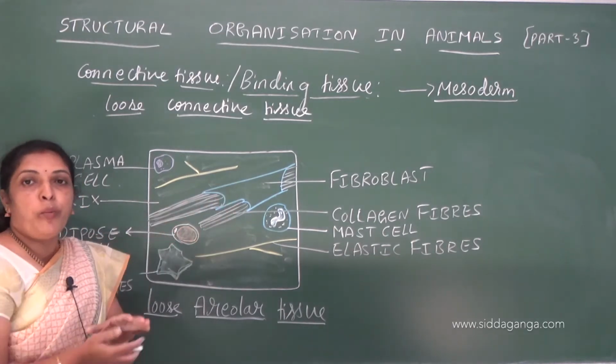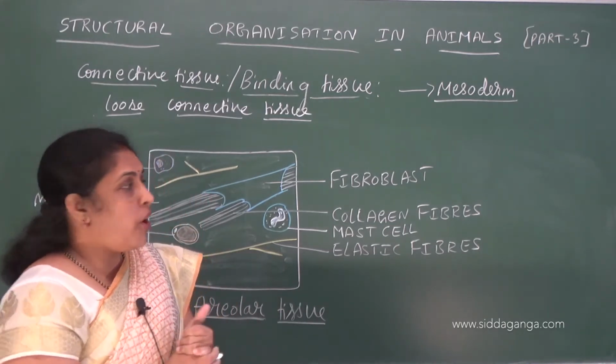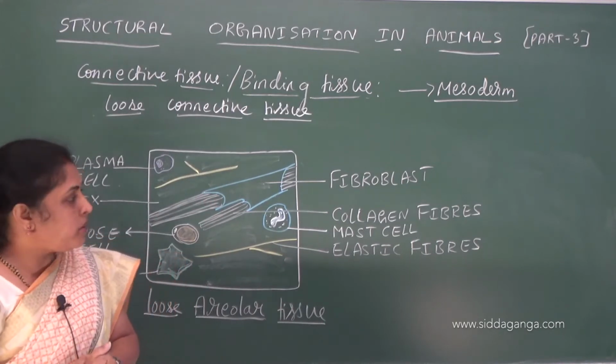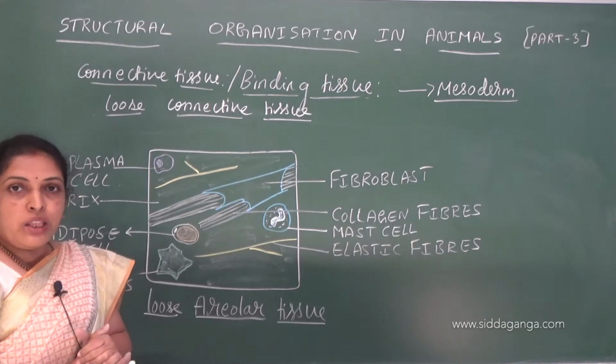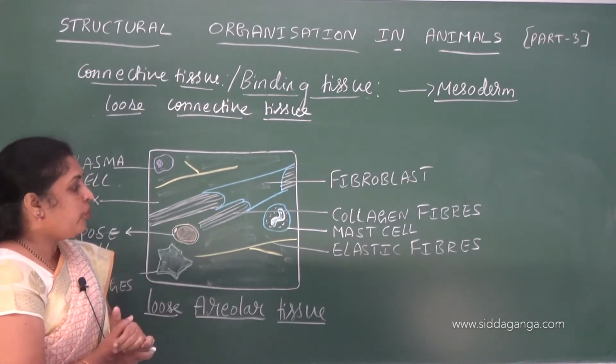These fibroblasts secrete fibers. They secrete two types of fibers: one is collagen fibers, another is elastic fibers. These fibers give strength, flexibility and elasticity to the tissue.